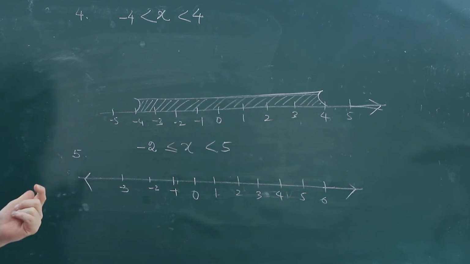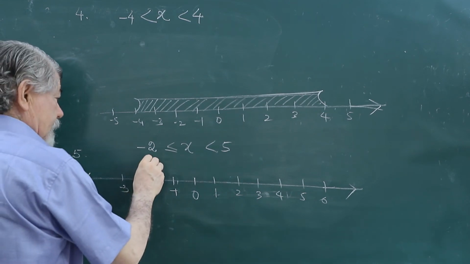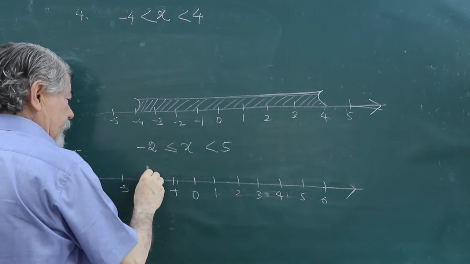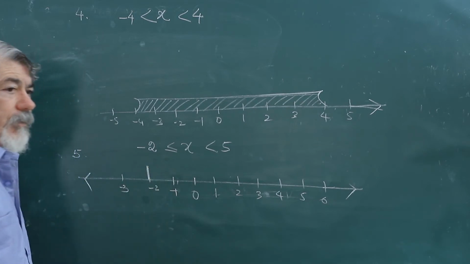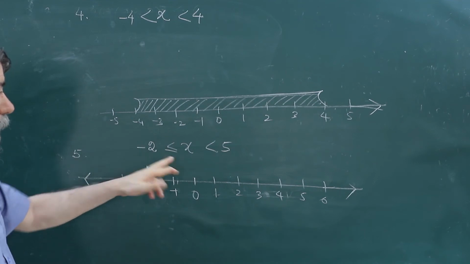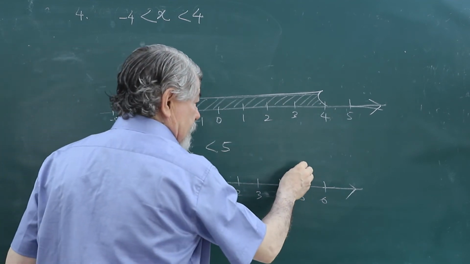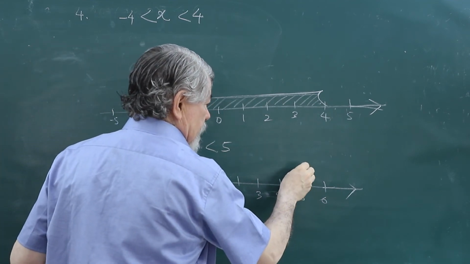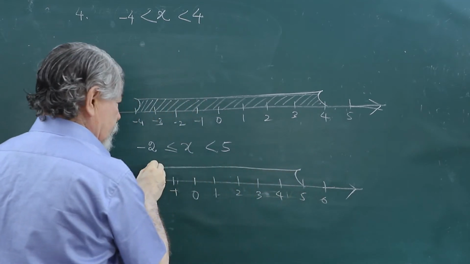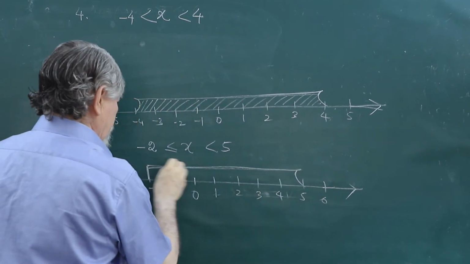X is greater than or equal to minus 2. When it is equal to, then we drop a straight line on top of minus 2. It's less than 5. Less than 5 will be to this side. And then join this to this.